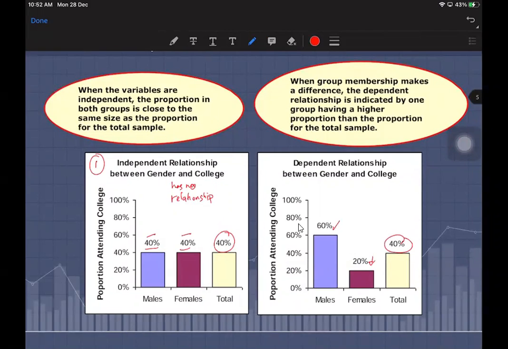This is the example of maybe they are related. Gender has a relationship. This is maybe, we have not done our test of independence yet, so we will check on this later on. If we have done our test of independence, it has a relationship.